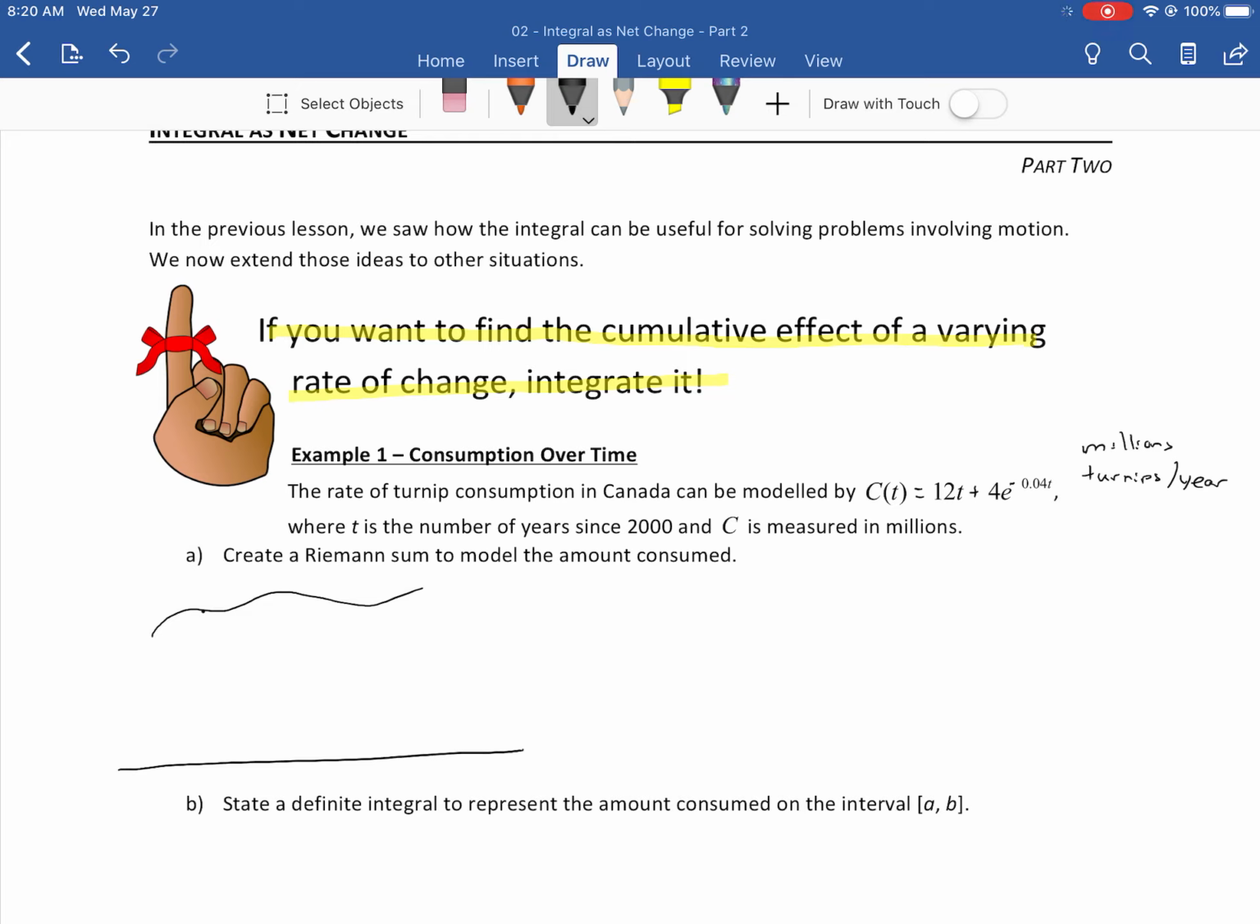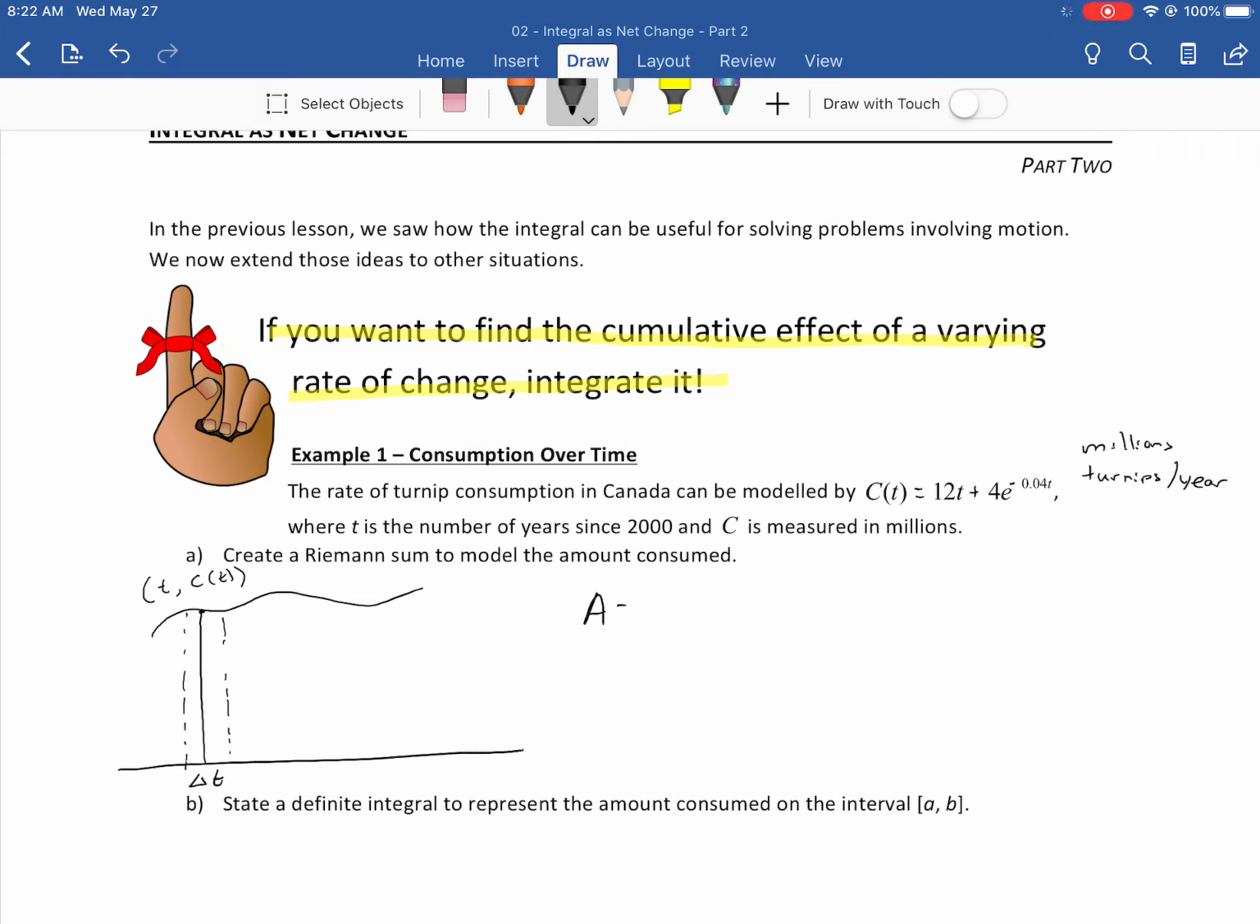And so at any point there, what we're finding is the consumption. How many turnips? Every time we find the height out there, we're finding the consumption. Then when we make a little rectangle around it, or a trapezoid or whatever, every method heads towards the same answer. What we get here is a little time period. The height of the rectangle is the millions of turnips per year. The width of the rectangle is years, some small decimal years.